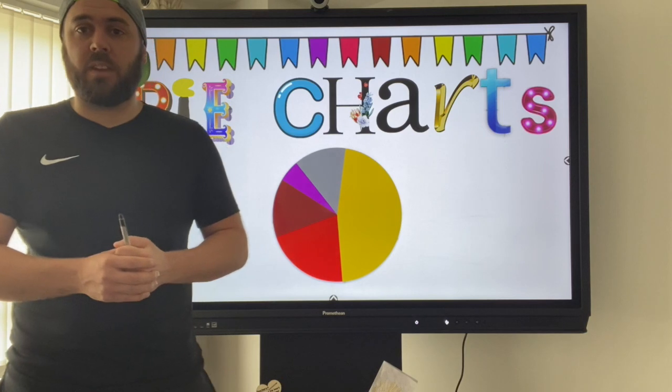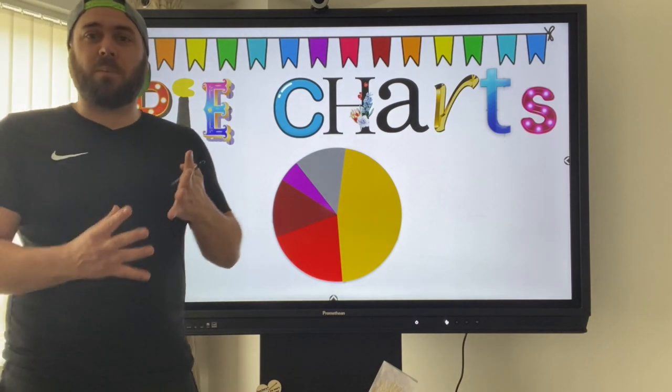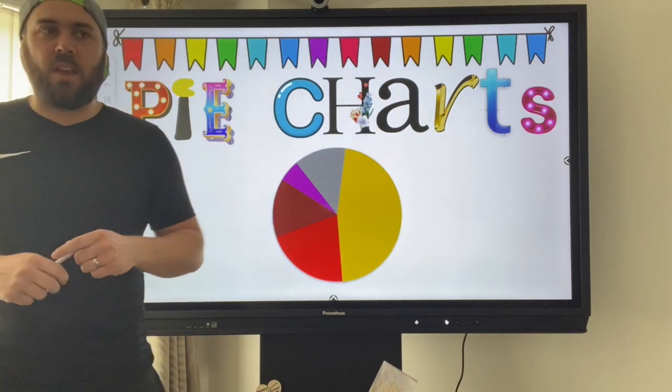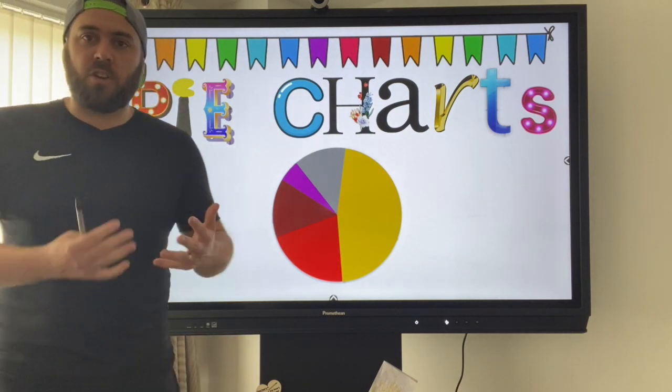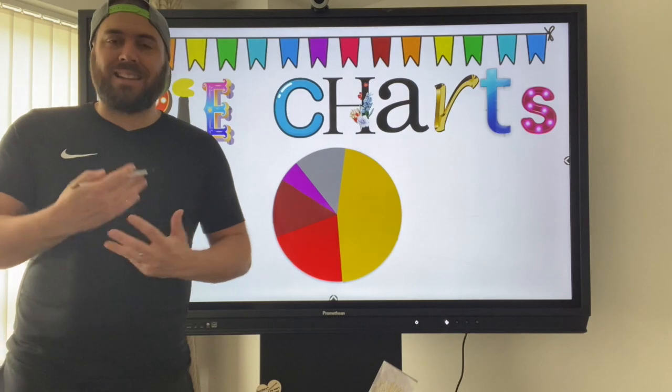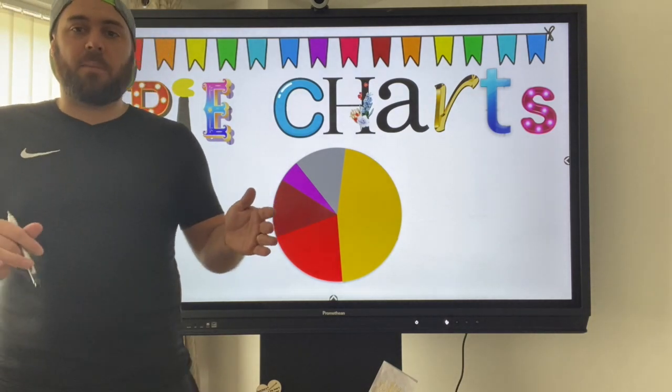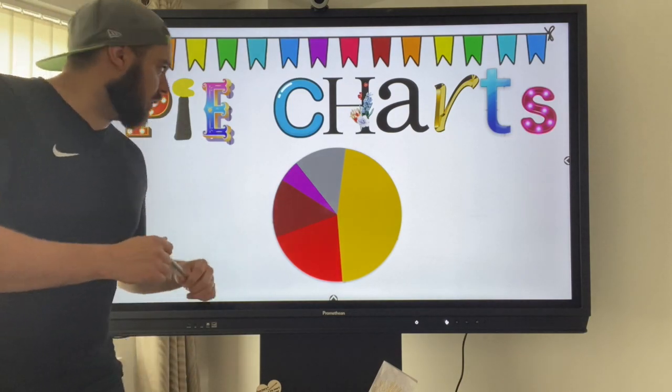So what I was asked to do was cover a bit on pie charts for P6, P7, ages 10, 11, just getting ready for transfer sort of level. And generally what I've decided to do is cover as much as I can in as short a space of time as possible. So we're going to cover a bit on pie charts.